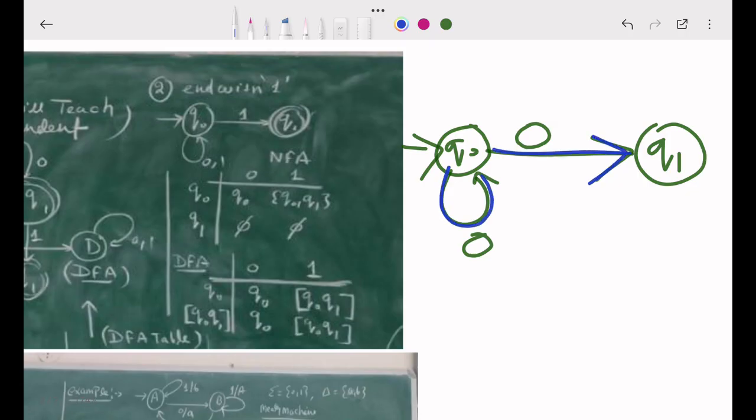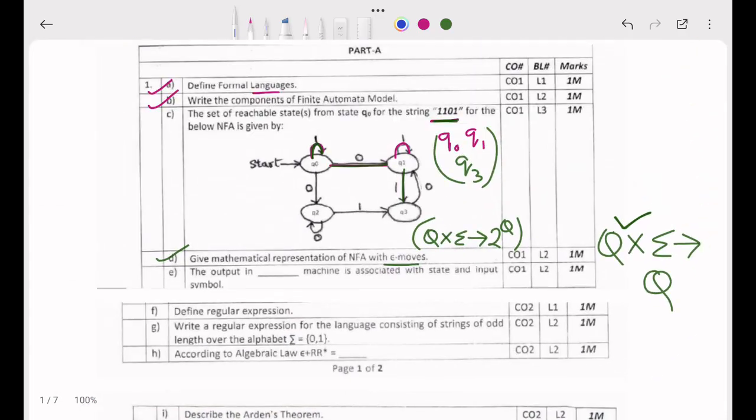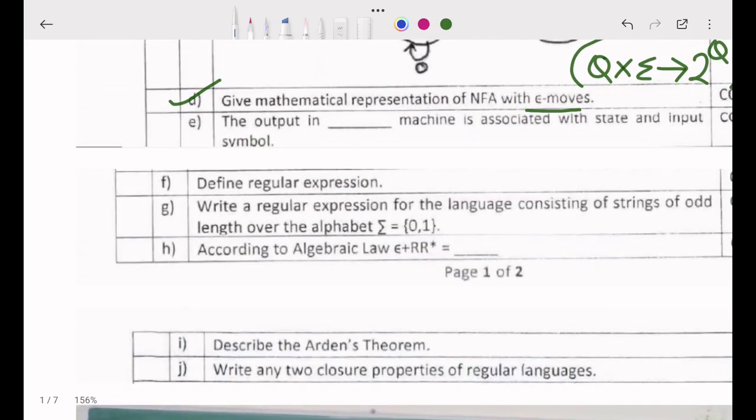This is NFA. Or you can also skip also. Okay, you can also skip this one. Okay, so that is the meaning of epsilon move. Later I will explain. Okay, so this question number third is this. Okay, now question number four.